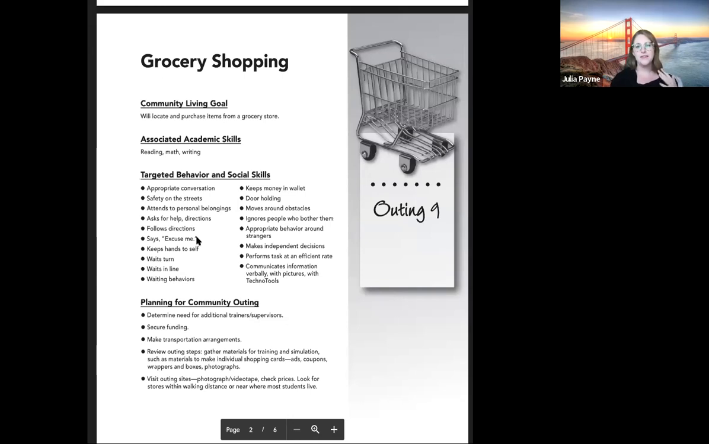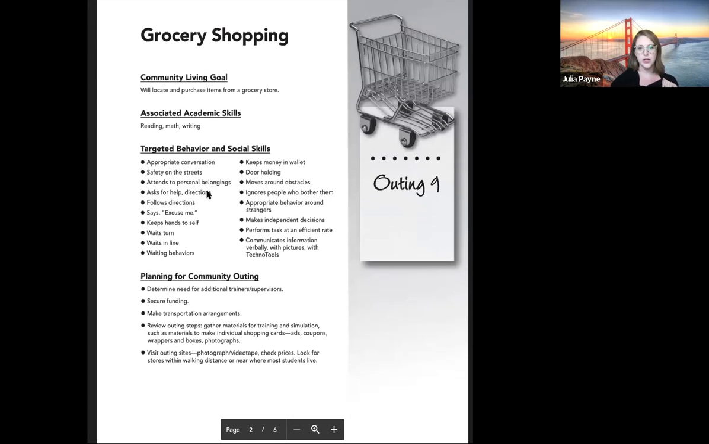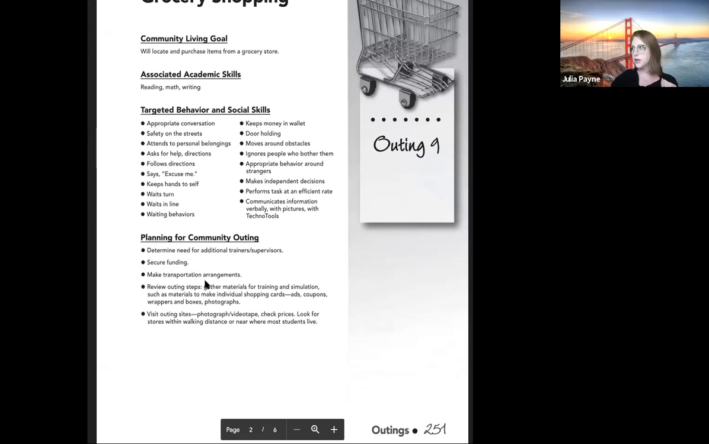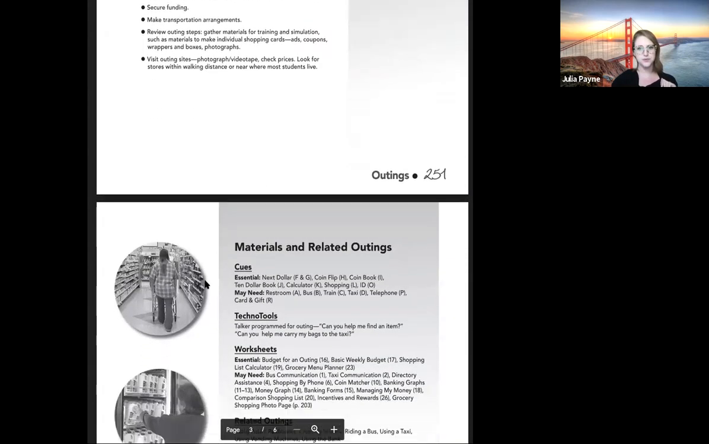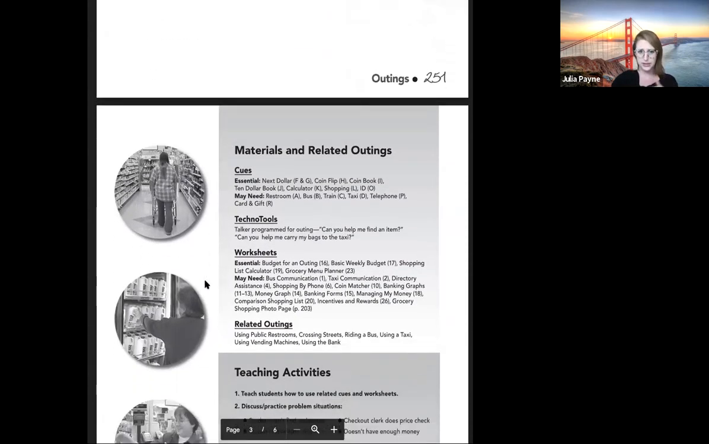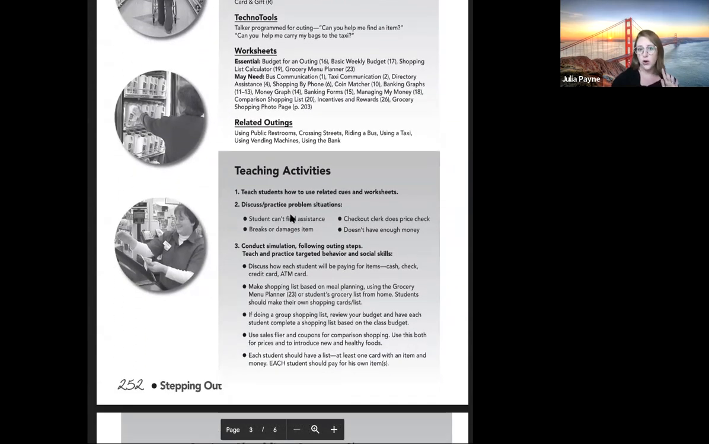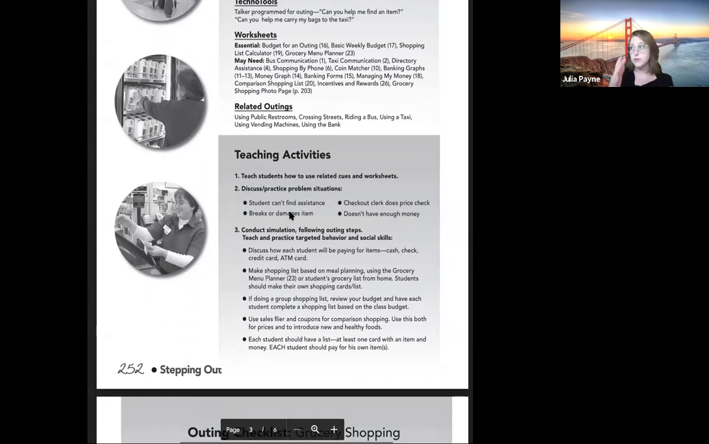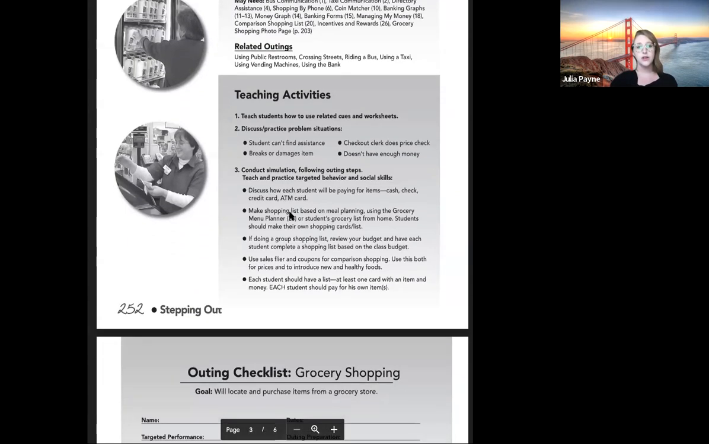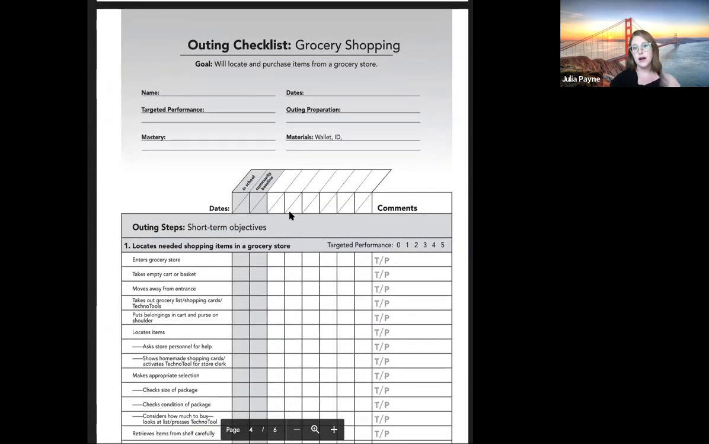But for somebody maybe who has not had much experience teaching in the community, this gives you a lot of information. So they talk about what are the behavior and social skills that you're working on? How do you plan for the outing to make sure that student's going to be successful? What materials you might need? Some activities you can practice at home or in the classroom to pre-teach. What are the problem situations that might arise? And then it gives you an outing checklist.